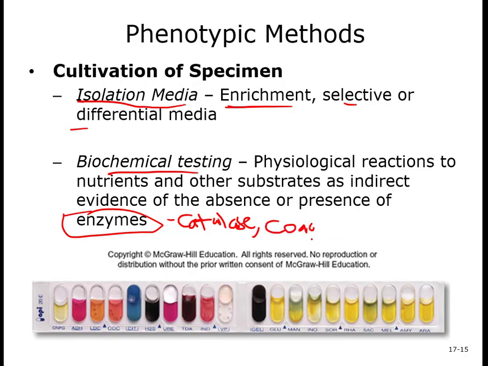We might look for coagulase, which, as you know, is only produced by Staph aureus. We could do oxidase testing. There's a wide variety of testing we could do in order to really pinpoint the specific strain of pathogen.